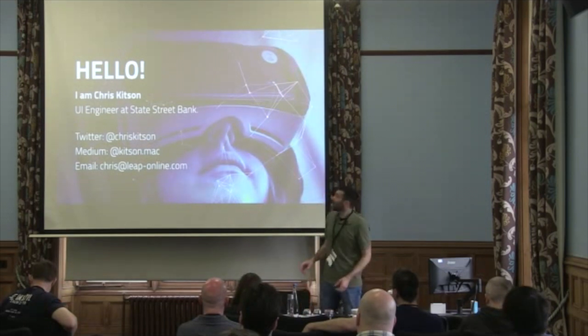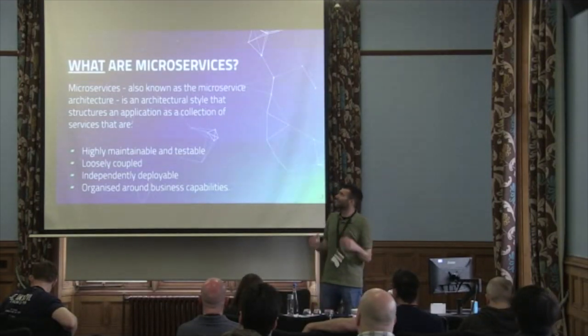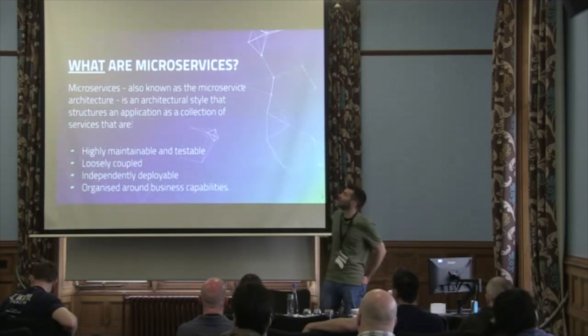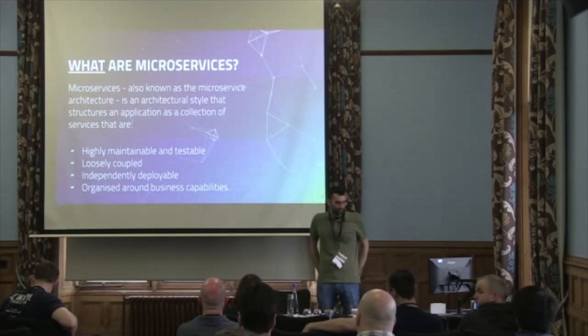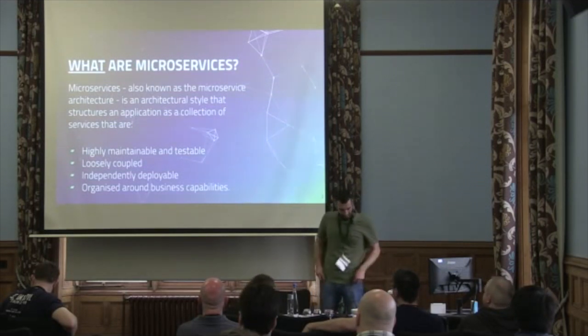So we're going to look at microservices today. We're going to look at it from more of the UI aspect in terms of micro front ends, what they are, where they come about, what problem they are trying to solve. So for those that don't know, what are microservices? Microservices have been around for quite a long time. It's basically a style of architecture that structures an application as a collection of small services that are highly maintainable and testable, loosely coupled, independently deployable, and organized around business capabilities.